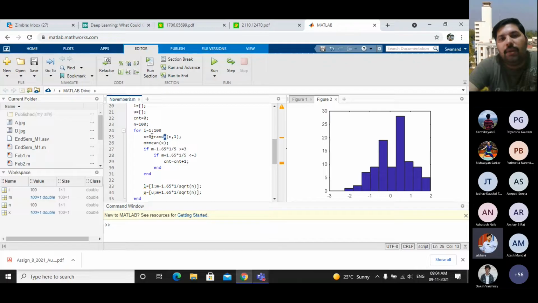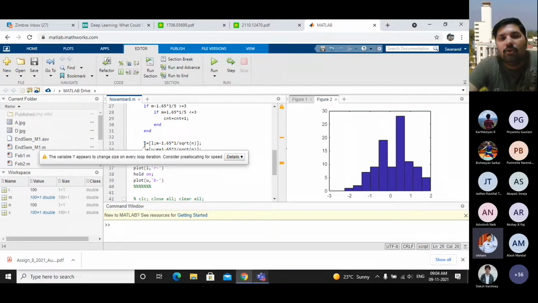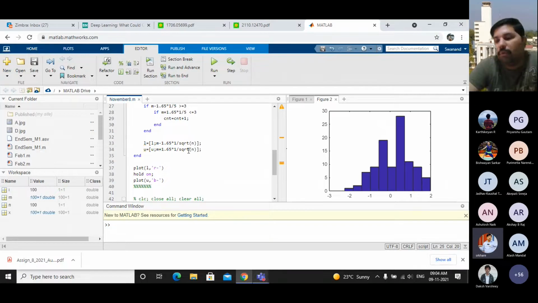It's a normal random sample with mean 3 and variance 1. And what I am really doing here is calculating the lower and upper bounds of the confidence interval. So M is the X bar that I will calculate from the data. This percent point 1.65 is actually Z alpha by 2.